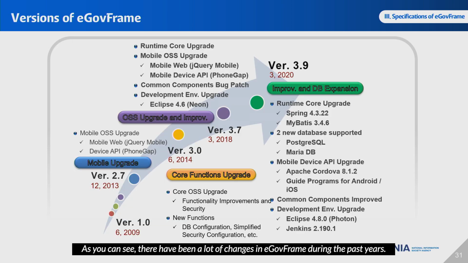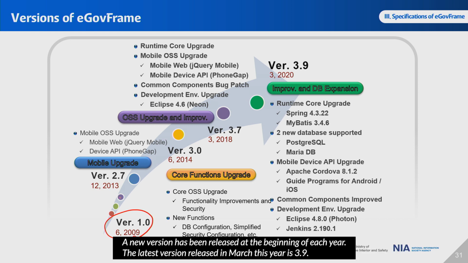As you can see, there have been a lot of changes in eGovFrame during the past years. eGovFrame version 1 was released in June 2009. It contained 219 common components via ISP. There were 5 steps of development period until version 2.5 was released in December 2012. A new version has been released at the beginning of each year. The latest version, released in March this year, is 3.9.